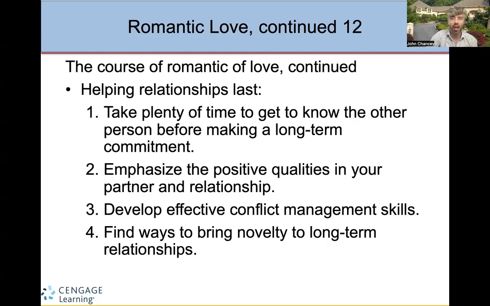So, with that in mind, what can you do to help relationships last, to go the distance? Make sure one of those is plenty of time to get to know each other before you make that long-term commitment, really make sure you understand the other person and you understand yourself. Emphasize positive qualities when you're thinking about your significant other, work on your conflict management skills, and find ways to bring novelty to the relationship. And that doesn't mean spice it up romantically, sexually. It could be, hey, we find new things to do together, new places to travel, new activities to do together.